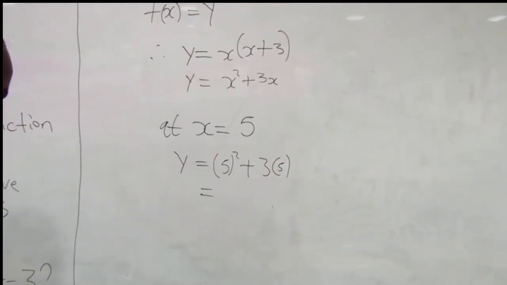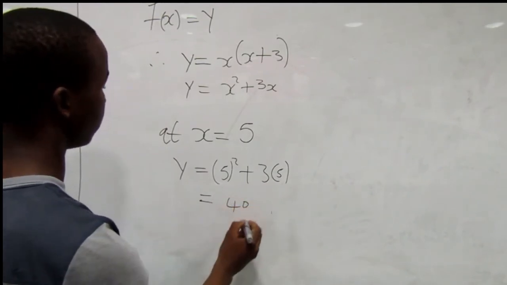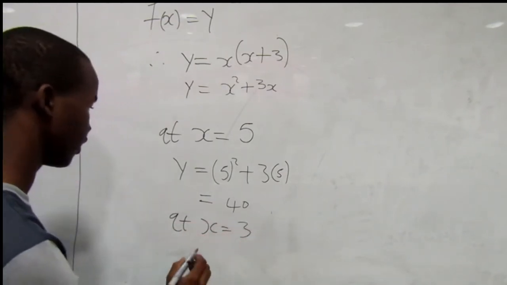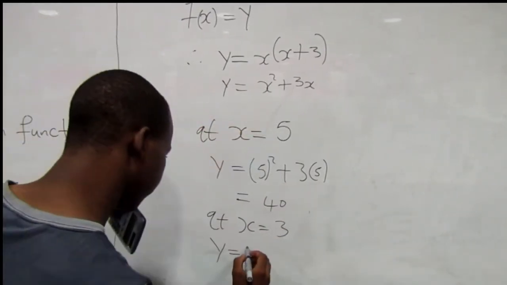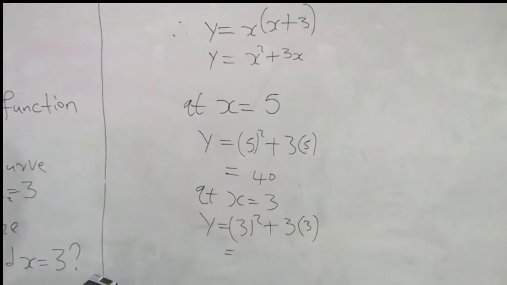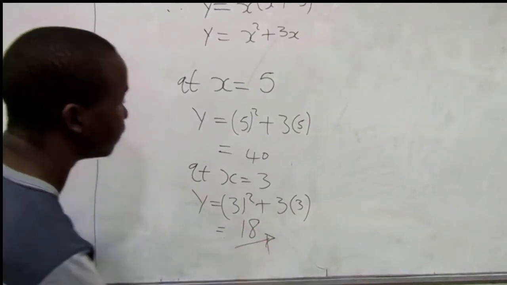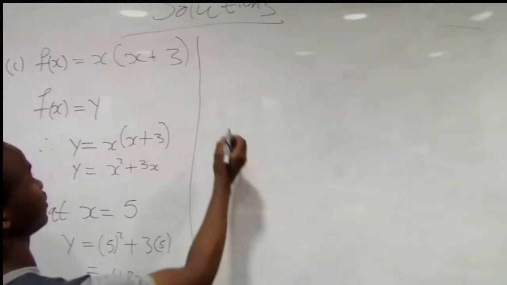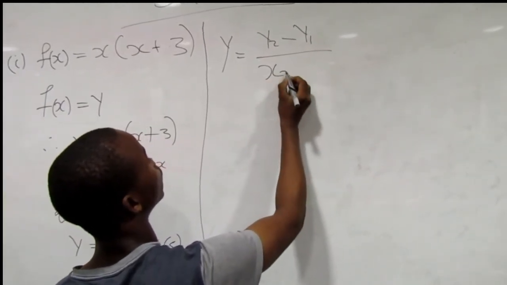Then 5 squared plus 3 times 5 is equal to 40. Then again at x equals 3, I'm going to calculate y, substituting 3 instead of x, which is going to be 3 squared plus 3 times 3. When we push this to our calculator, it gives us 18. Now we write the general formula that says y is equal to y2 minus y1 divided by x2 minus x1.